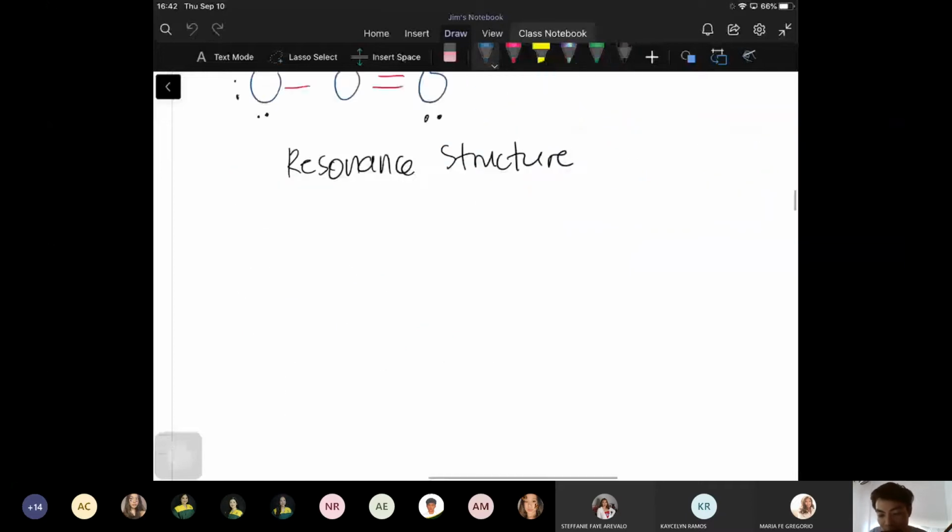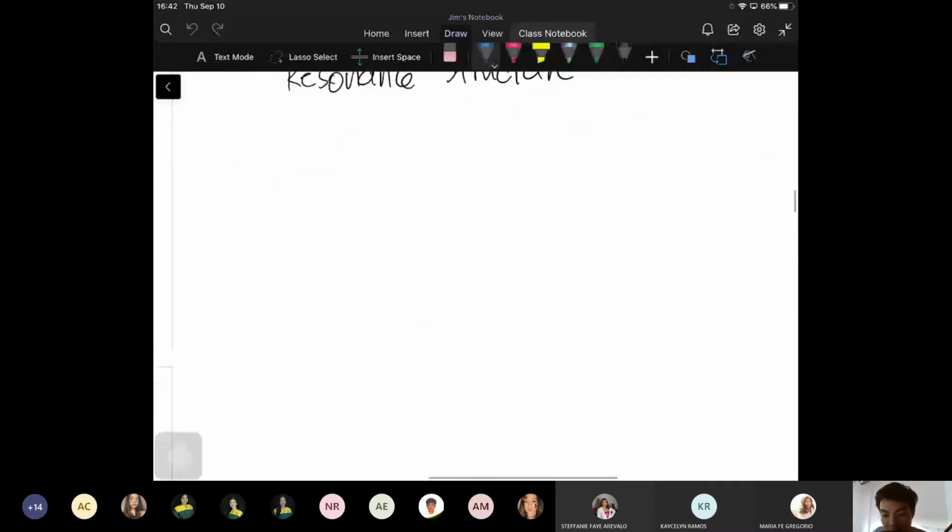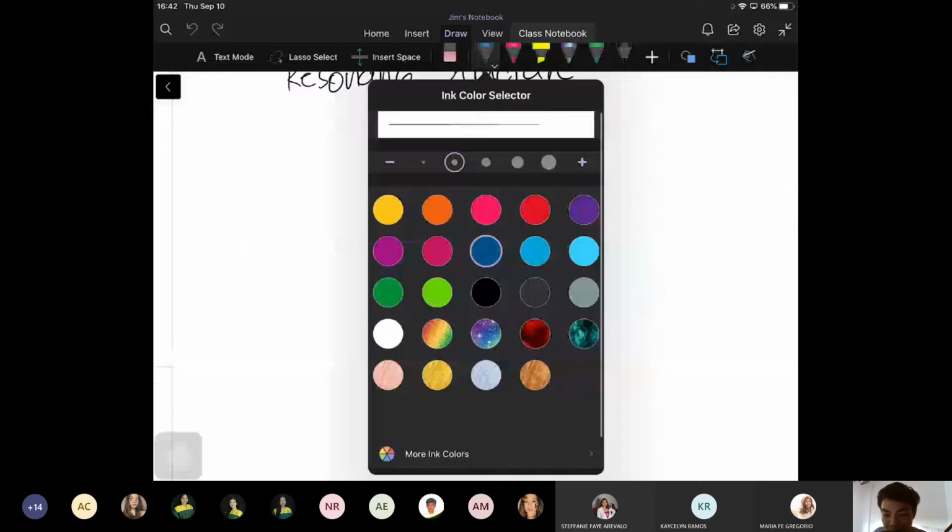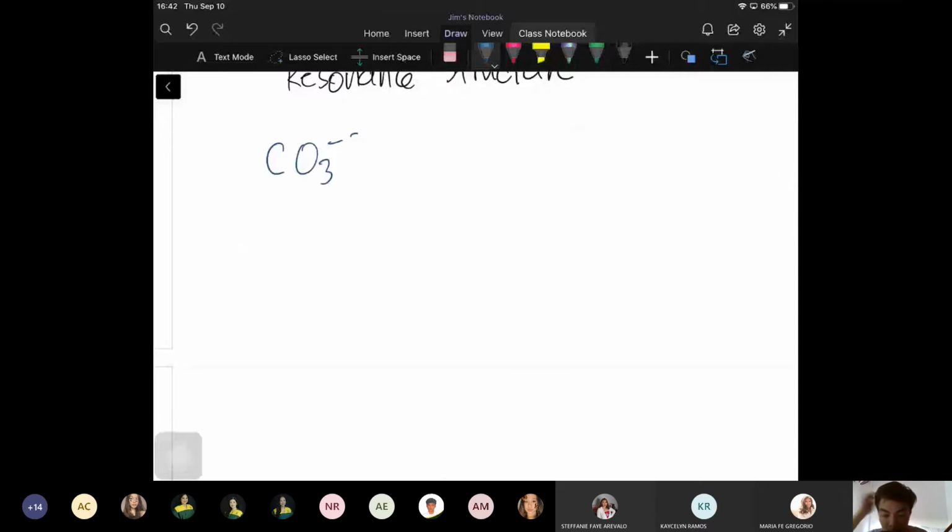Another example would be carbonate, CO3, 2-. Di ko na gagawin yung nasa rule dito kasi alam na natin na ang structure ng carbonate is this one.